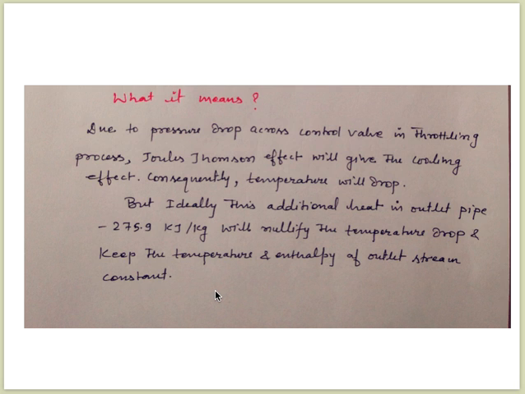It means whatever temperature is dropping because of the Joule-Thomson effect is compensated by heating of the outlet stream with this energy. So it keeps the temperature constant, similar to the inlet temperature. So ideally we consider this an isothermal process. This is the reason actually.